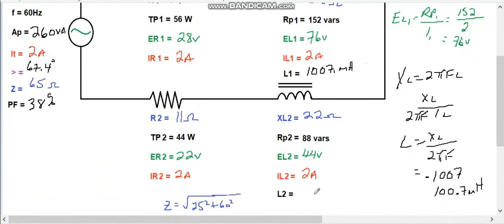And then L2, so doing the same thing. So 22 divided by 2 pi frequency, I get 0.058 or 58.35 millihenries.